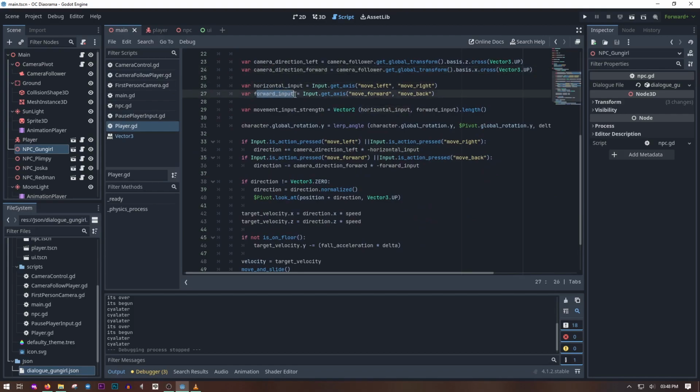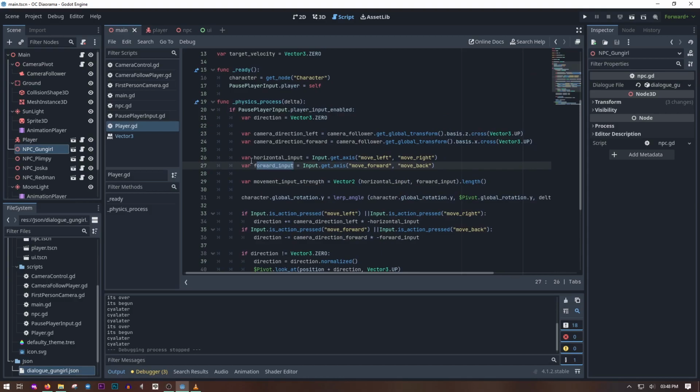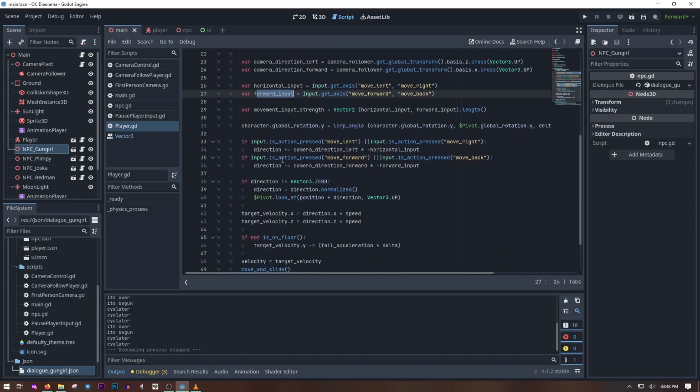Horizontal input, forward input. Get axis, move left, move right. Get axis, move forward, move back. So this is for player movement. Horizontal is kind of a silly name for it because in 3D, what is the horizon? But it's movement left and right. That's just what I've called it. Forward is forward and back.